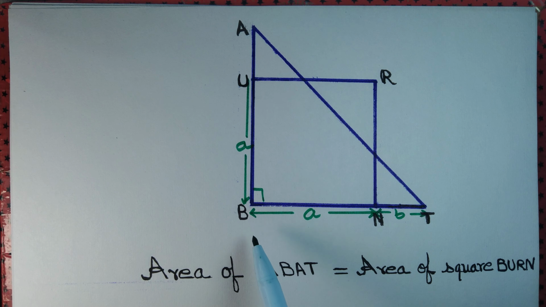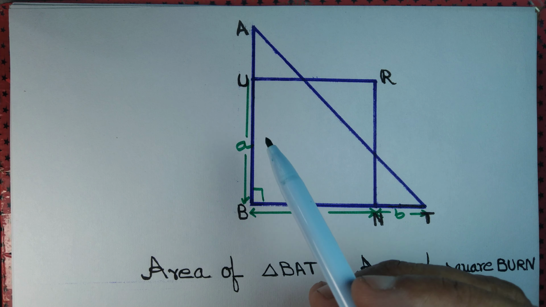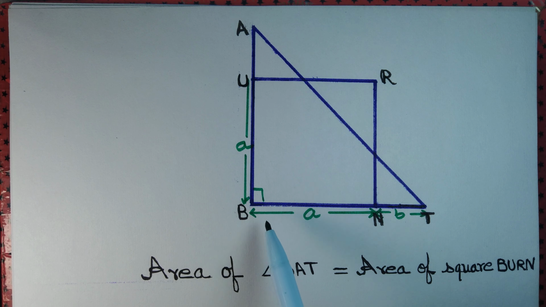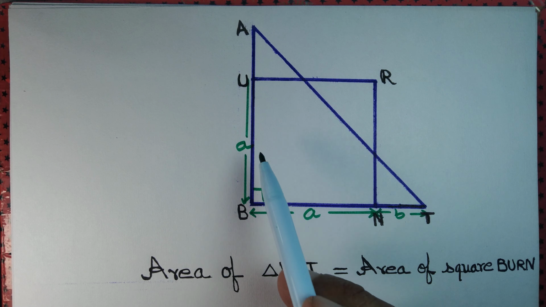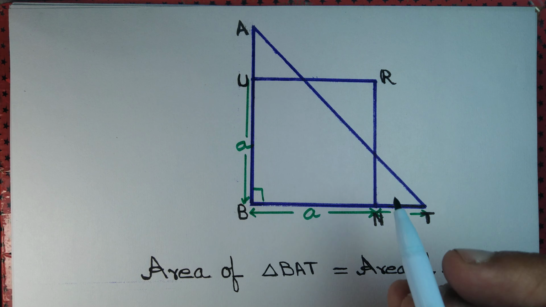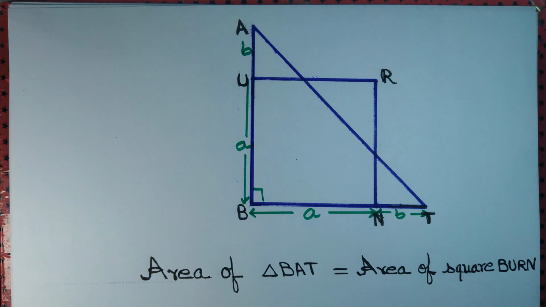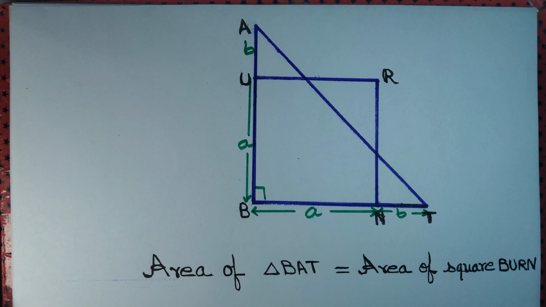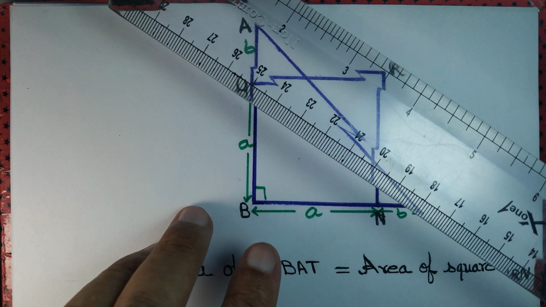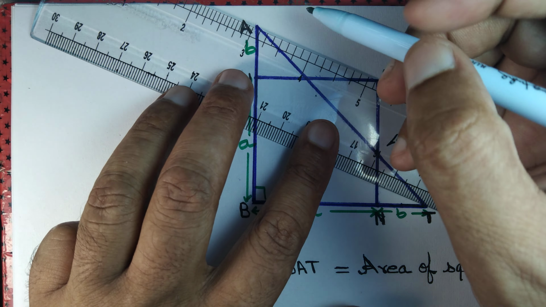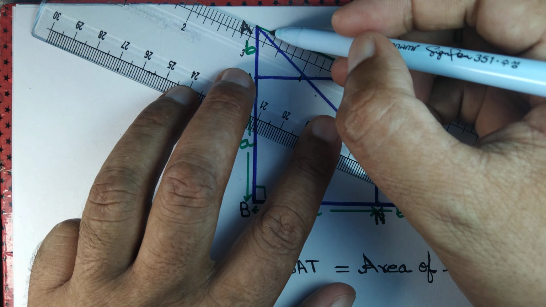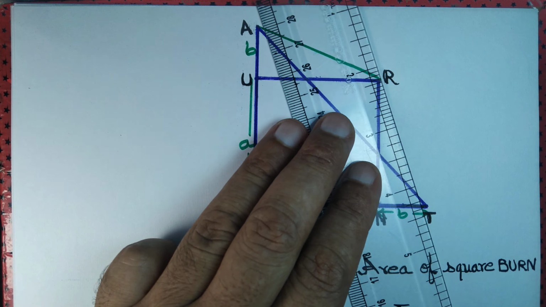Since the triangle is isosceles, BT must be equal to BA, but BA consists of BU and UA, and BU is already equal to BN, both are a unit, so UA must measure b unit. Now, we want to determine angle ART. So we join AR and then RT.